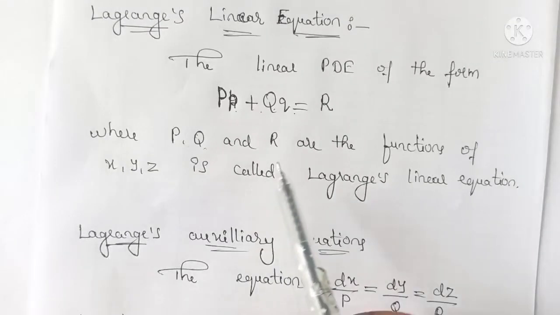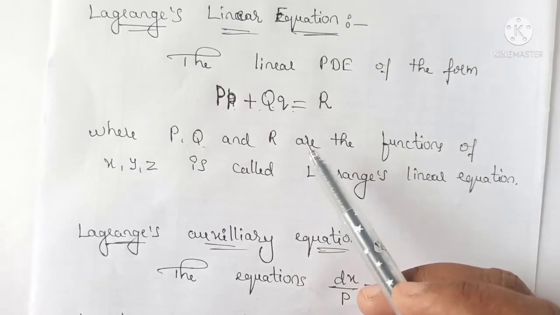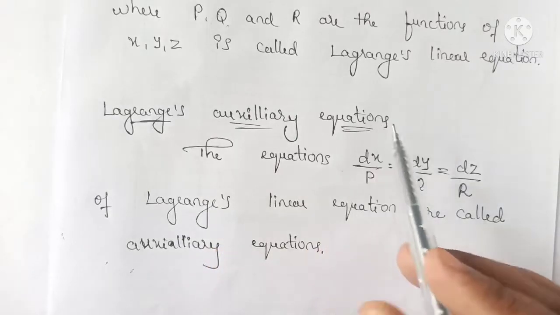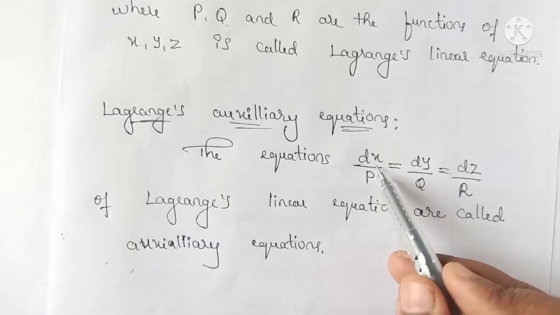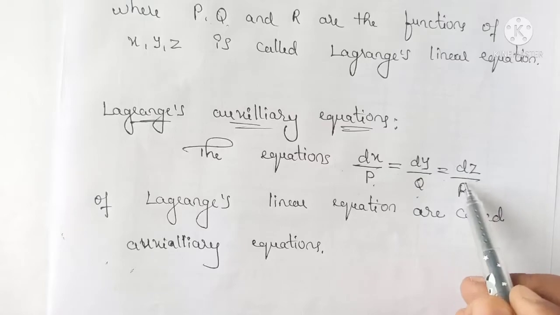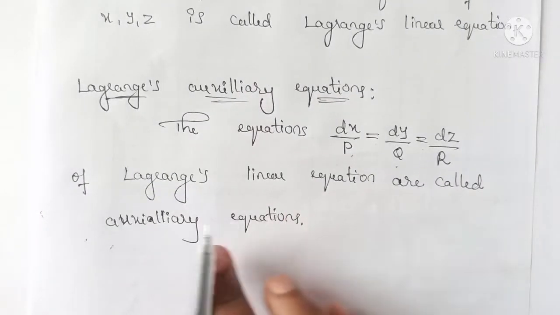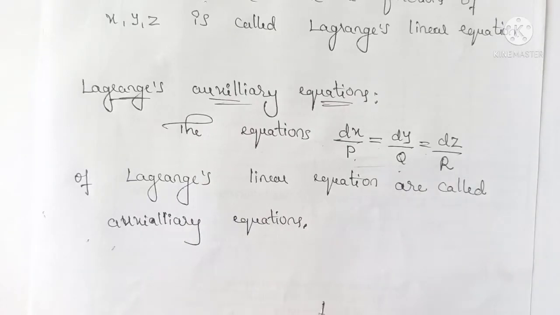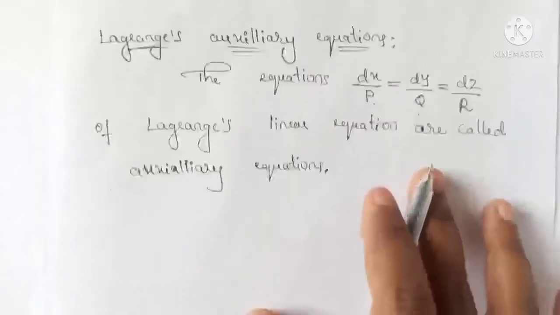In this Lagrange's linear equation, we write the auxiliary equations. The Lagrange's auxiliary equations are the equations of the form dx divided by P equals dy divided by Q equals dz divided by R. These are called the auxiliary equations of the Lagrange's linear equation, and they are very helpful while solving it.